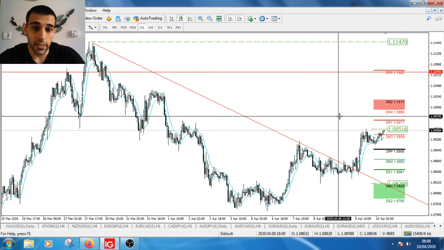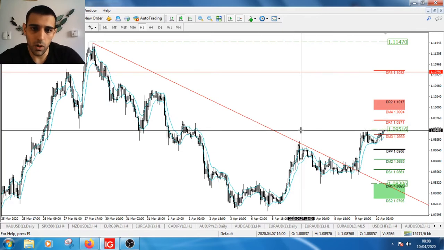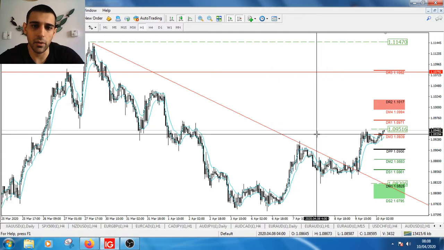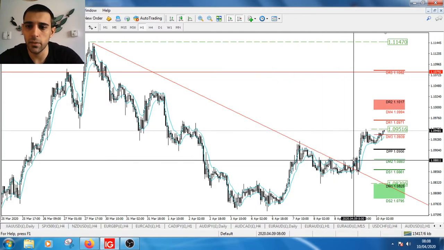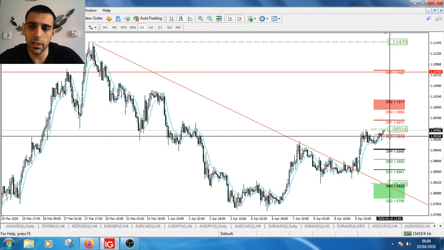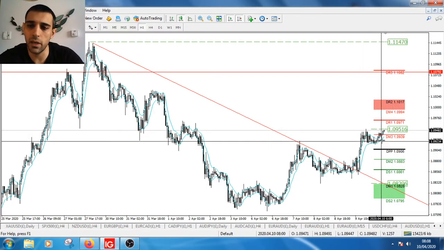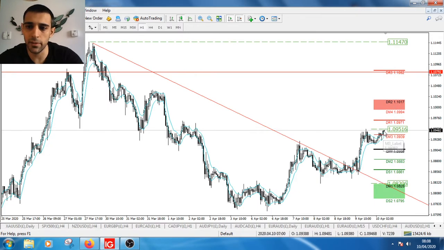So for now, we can see the price is already edging higher. We had the news out yesterday, and it had this nice rally up, and now it's been stalled a bit for the last few hours. But now we can see that the price is already trying to go higher.